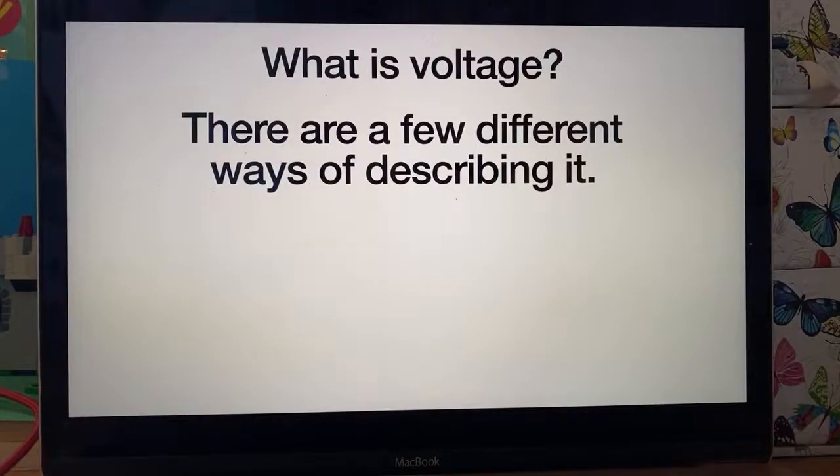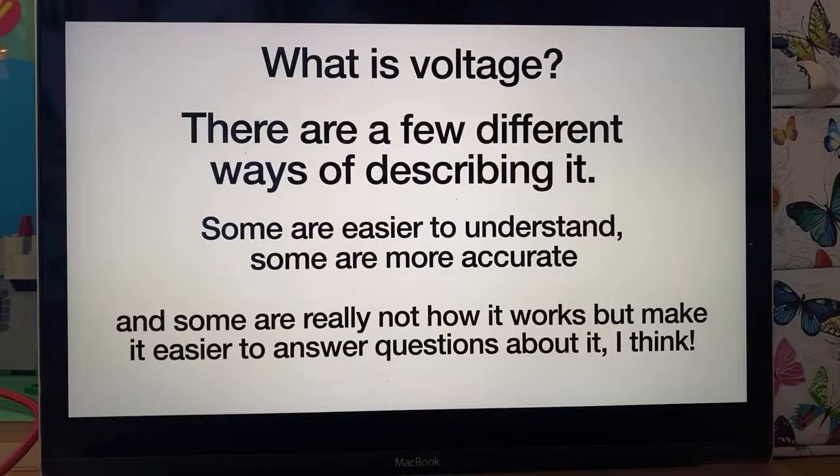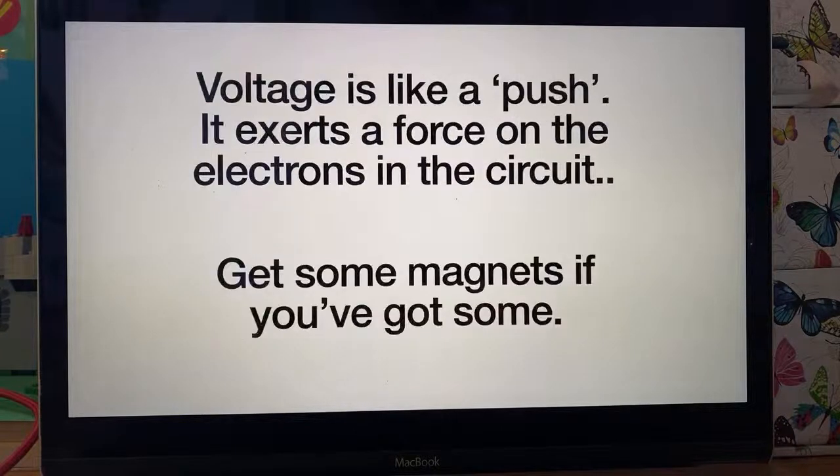What is voltage? There's loads of different ways to describe voltage as a science teacher. Some of them are easy to understand. Some of them are more accurate. Some of them are really not how it works at all, but do make it easier to answer questions, I think. Today we're going to go with the most accurate description that I can think of, and that the Institute of Physics have told me to teach you. Voltage is like a push, okay? Because it exerts a force on the electrons in the circuit.